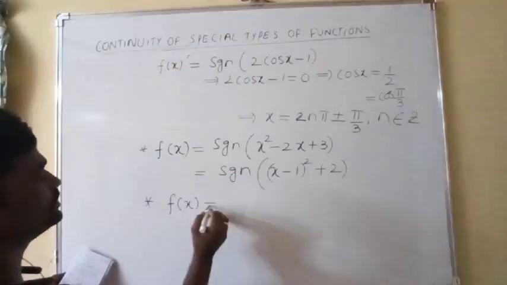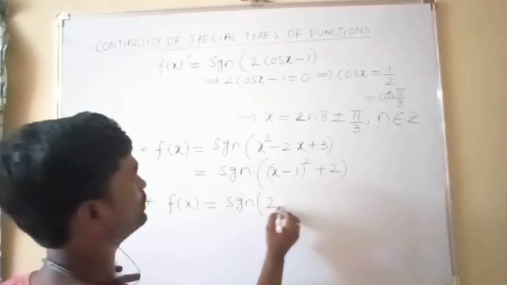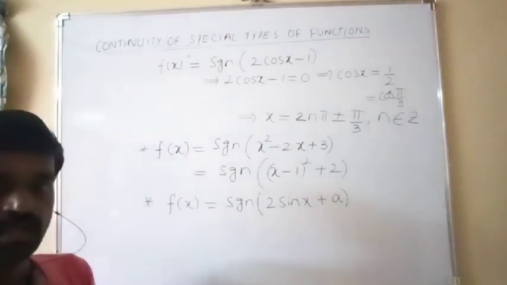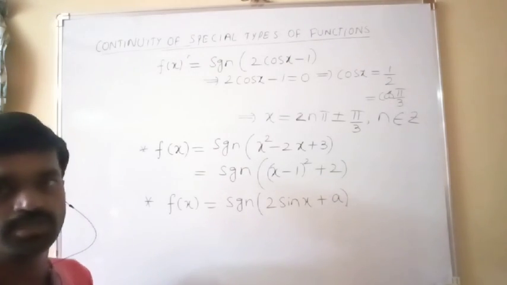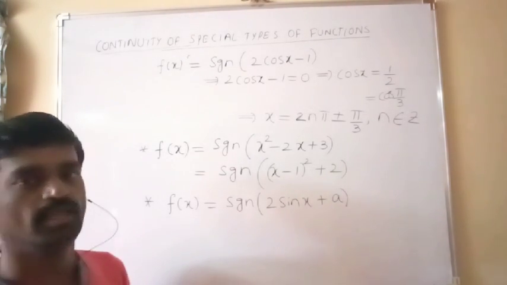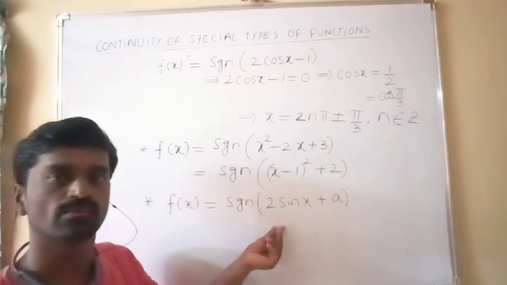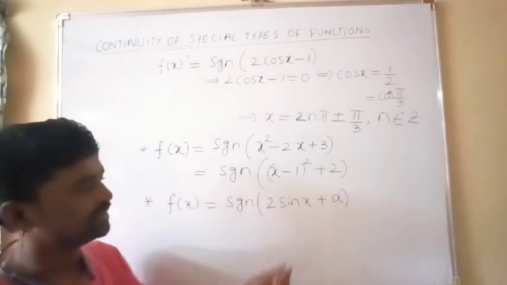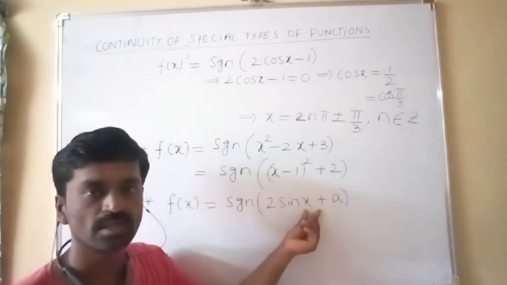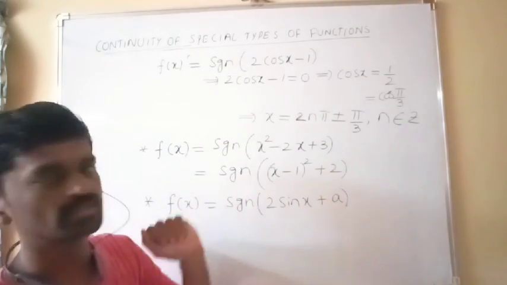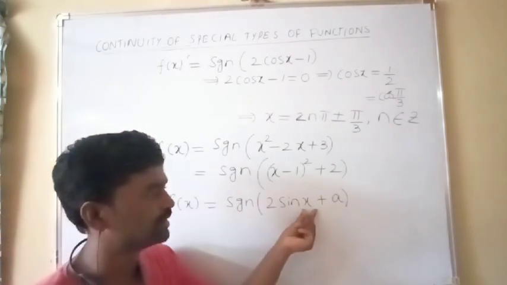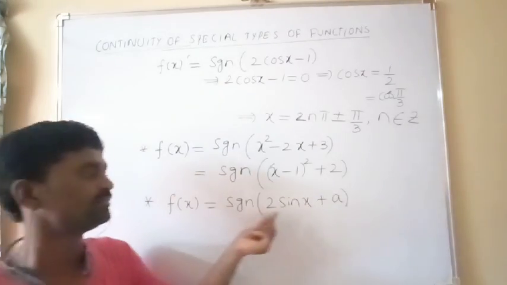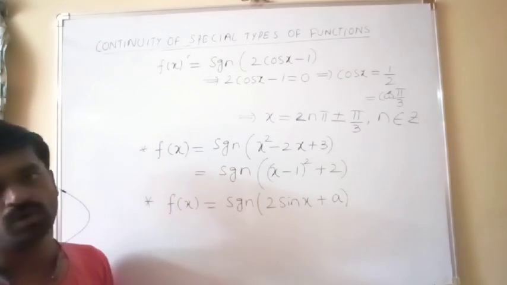f of x is equal to signum of (2 sin x plus a). It is given that it is continuous for all x belongs to R. Then we have to find the value of a. So if it is continuous for all x belongs to R, then the inside quantity should not be equal to 0. Just observe the above example. If the function inside is not equal to 0, then signum of (2 sin x plus a) will be continuous for all x.